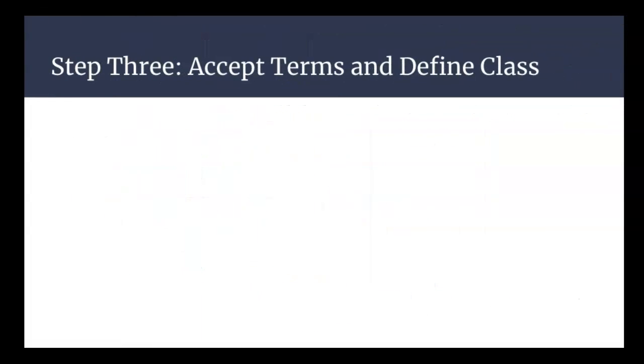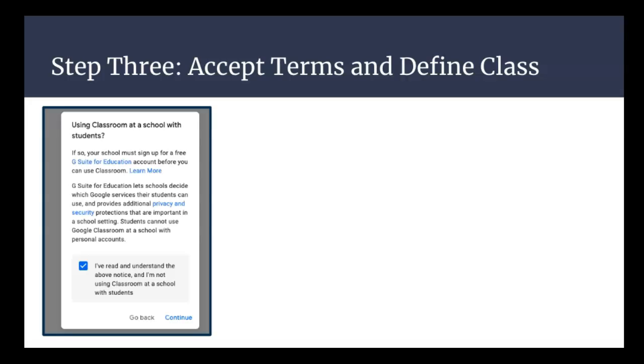Step 3. Accept terms and define class. So, you're actually not allowed to use Google Classroom in a class with students unless your school signs up for a free G Suite for Education account. So, you have to check the box to say that you understand that and then click Continue.